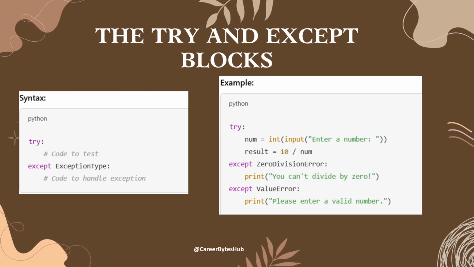So far, we've talked about testing and handling errors. Now, let's focus on the try and except blocks. The try block contains code that might cause an error. If an error occurs, the except block catches it and runs specific instructions. For example, if you divide by zero, the program will catch the zero division error and provide a meaningful message instead of crashing. Let's look at an example to understand this better.